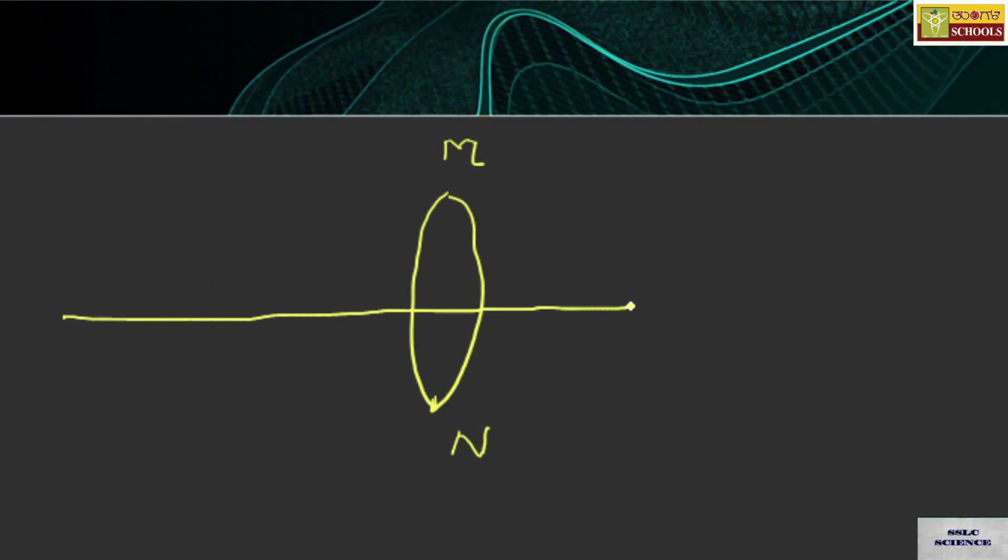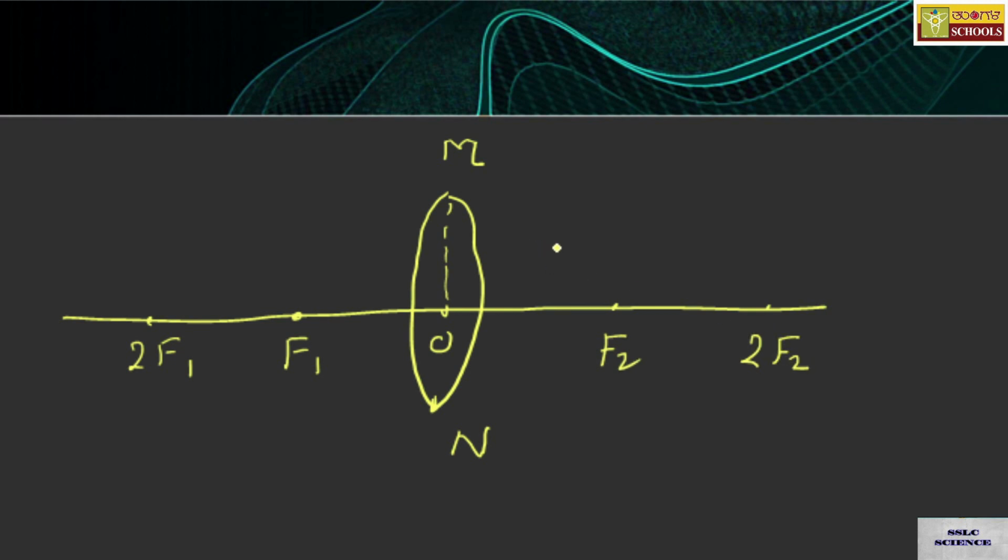First you need to draw again. Assume this is the lens MN. This has to be your principal axis. This is the optic center O. This is again F1, this is 2F1. Similarly we have F2 and 2F2.